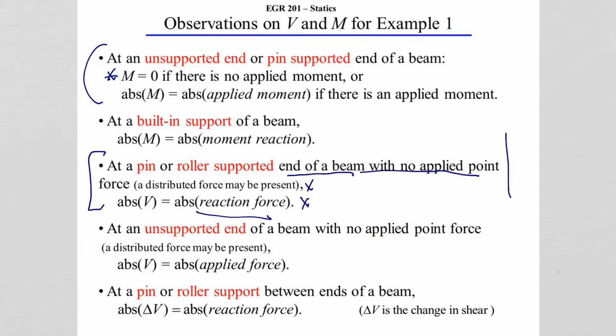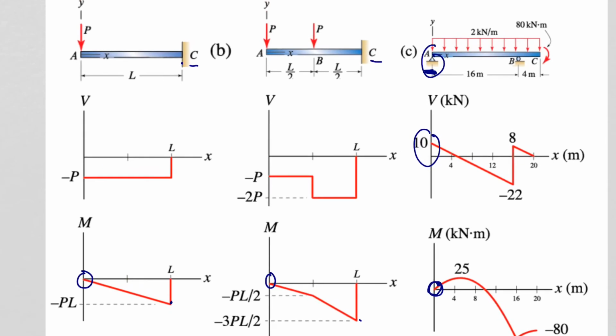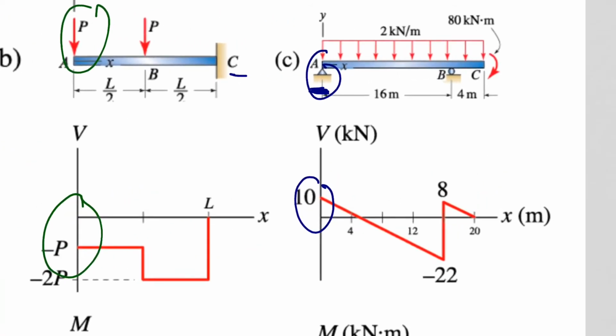The next observation is at an unsupported end of a beam with no applied point force, though a distributed force might be there. The absolute value of our shear is equal to that applied force. Let's look at what that is. For our cantilever beam, we have this value of negative P. That's what our load is here, negative P for that unsupported end. Over here, we have no applied force. It is actually 0 at this location, even though we have a distributed load.